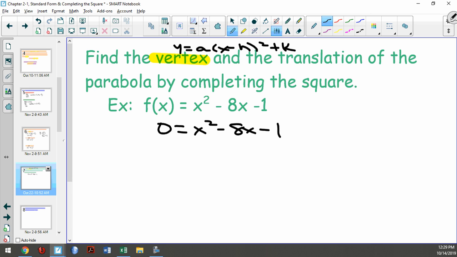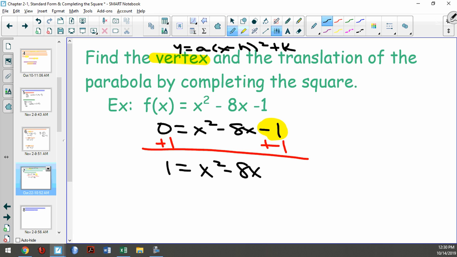Step 2. Take your constant term over the other side. You know what your constant term is? It is a minus 1. So what am I going to do? Add 1 to both sides. So 1 is equal to x squared minus 8x.